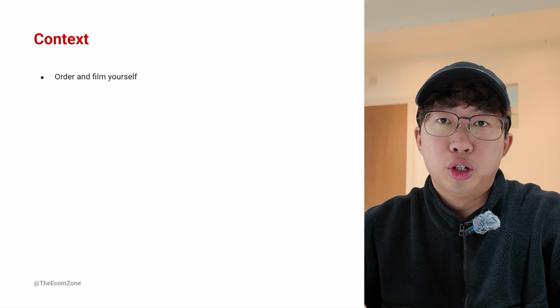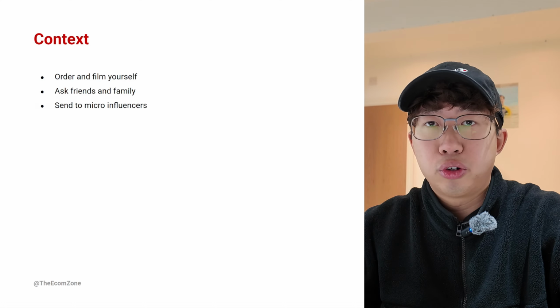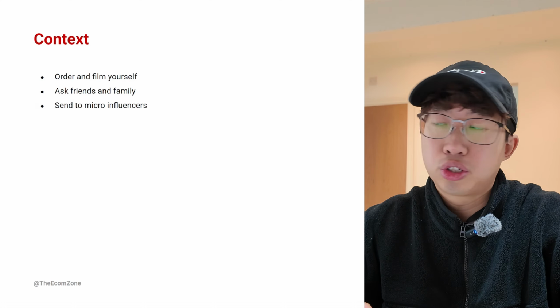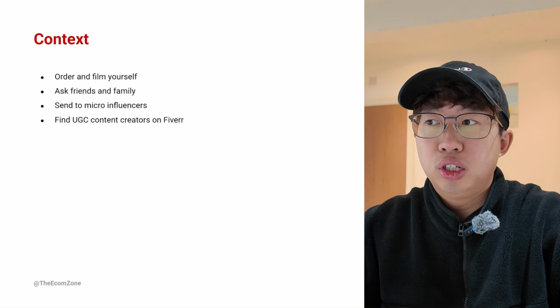In this video, we're going to go through 5 different ways you can source ad creatives for your ads. The first one is ordering the product and filming it yourself. Number 2, asking family and friends. Number 3, sending it to micro influencers. Number 4, finding UGC content creators on Fiverr. And number 5, finding videos online to validate your idea. And by the end of this video, you will know 5 different methods on how to film your ad creatives.